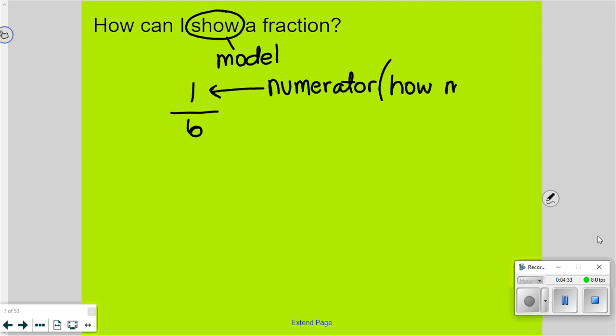How many pieces or parts? Could be that we're using, could be that I'm eating, could be that I am counting. How many pieces or parts? So in this example, because there's a 1 there, how many parts am I using? Not a trick question, everybody. 1.